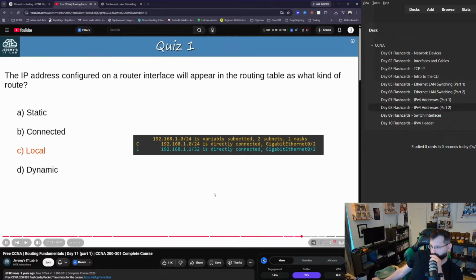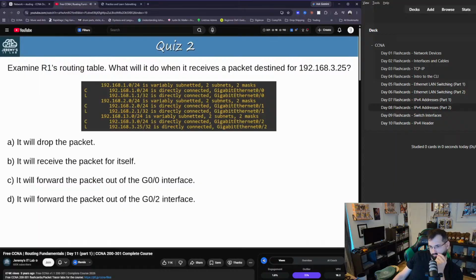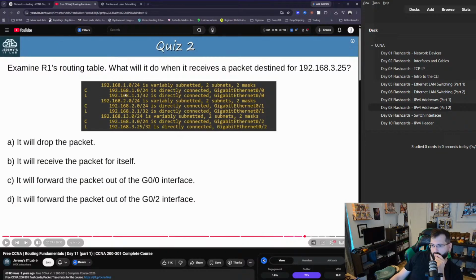The router interface. Okay, let's go to question 2. Examine R1's routing table. What will it do when it receives a packet destined for 192.168.3.25? We don't have a .3 at all. Well, yeah, we do. How is that 13 and this is 3? That makes sense. This doesn't make sense. This is going to be sent to the local.